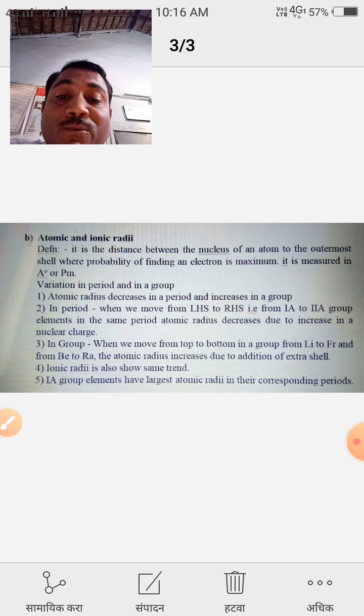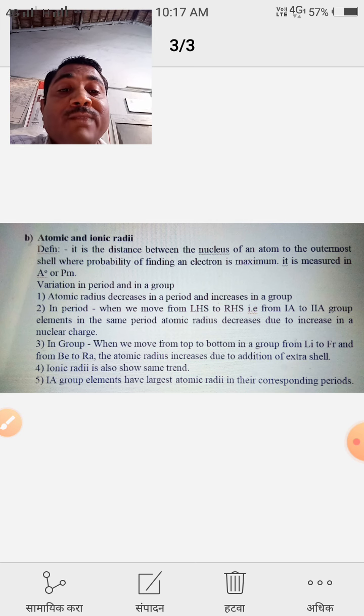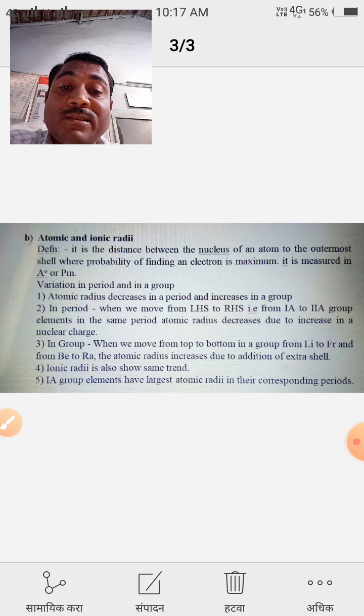But in case of a group, when we move from top to bottom in a group, that means from lithium to francium and from beryllium to radium. In case of a first A group element, when we move from top to bottom, that means lithium to francium. And in case of a second A group element, when we move from beryllium to radium, then the atomic radius increases. Why? Because when we move from top to bottom in a group, the atomic number increases.